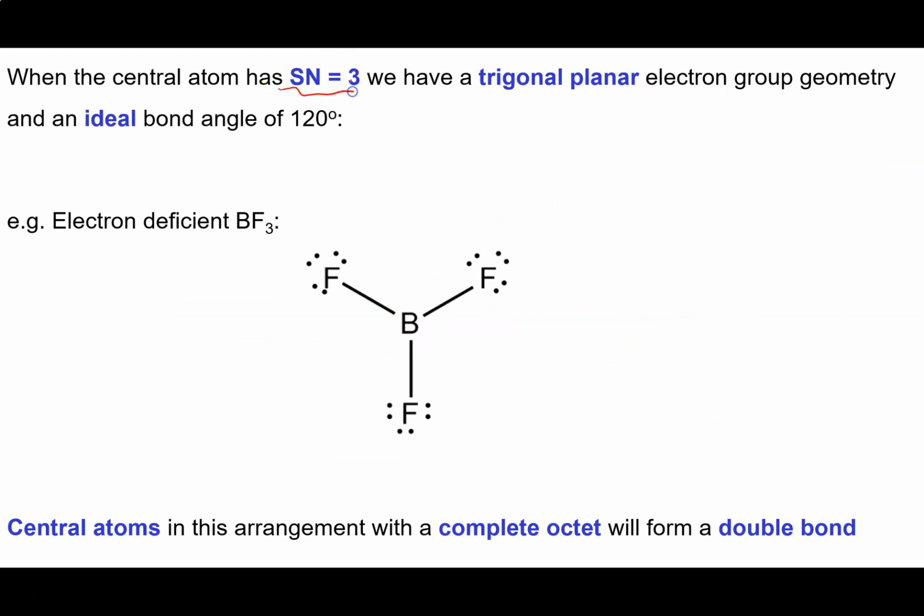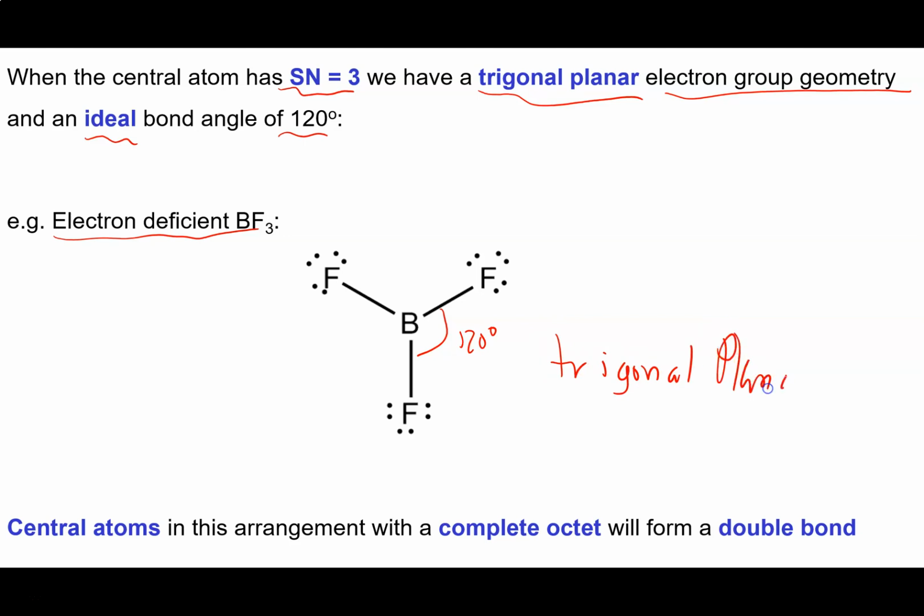When we go to steric number equals 3, we have the trigonal planar electron group geometry, and that's going to have an ideal bond angle of 120 degrees. So a good example of this is the electron deficient molecule that we talked about earlier, boron trifluoride. And so the angle in here is 120 degrees, and this molecule is flat. It has the trigonal planar arrangement.